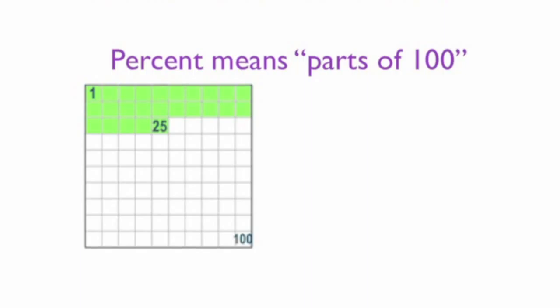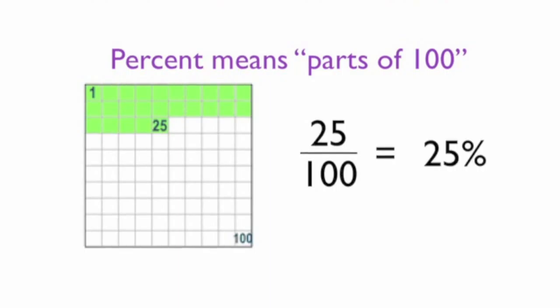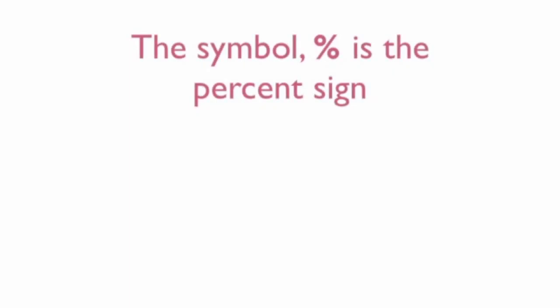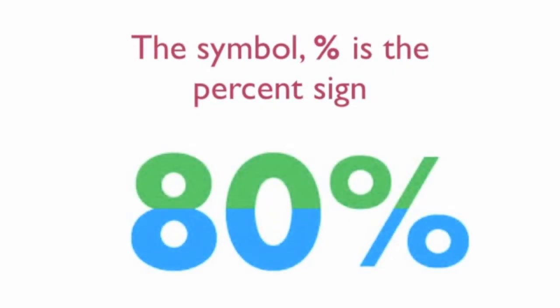In the figure below, there are 100 parts. 25 of those parts are shaded. Therefore, 25% of the figure is shaded. The percent symbol follows the number like shown below.